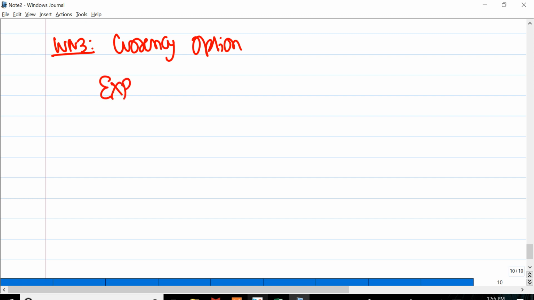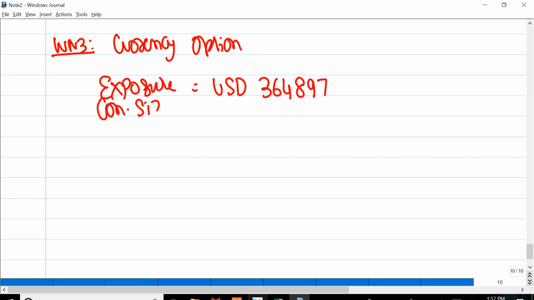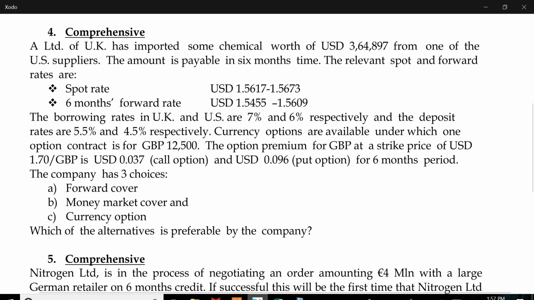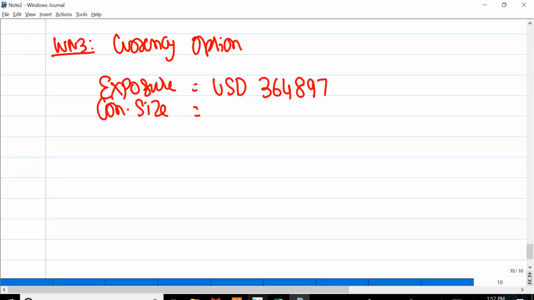Exposure: USD 364,897. Contract size. What is the contract size given? GBP 12,500.